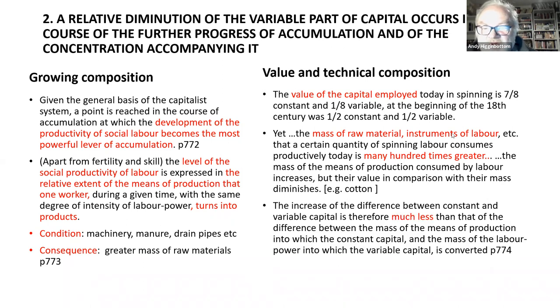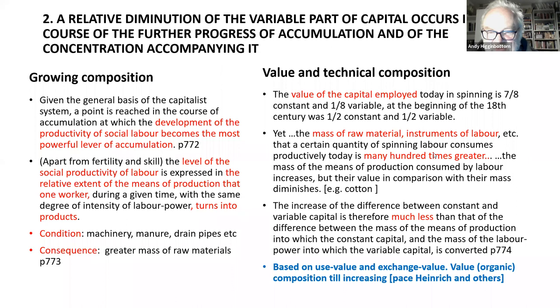So there's an awful lot more mass going through. But he's saying if you actually looked at the mass of raw material, the amounts are hundreds of times greater; hundreds of times more cotton was being spun, basically. So there's an increase in the value composition, but it's not as great as the tremendous increase in the technical composition of capital. The material composition of capital might be another way of saying it, right?